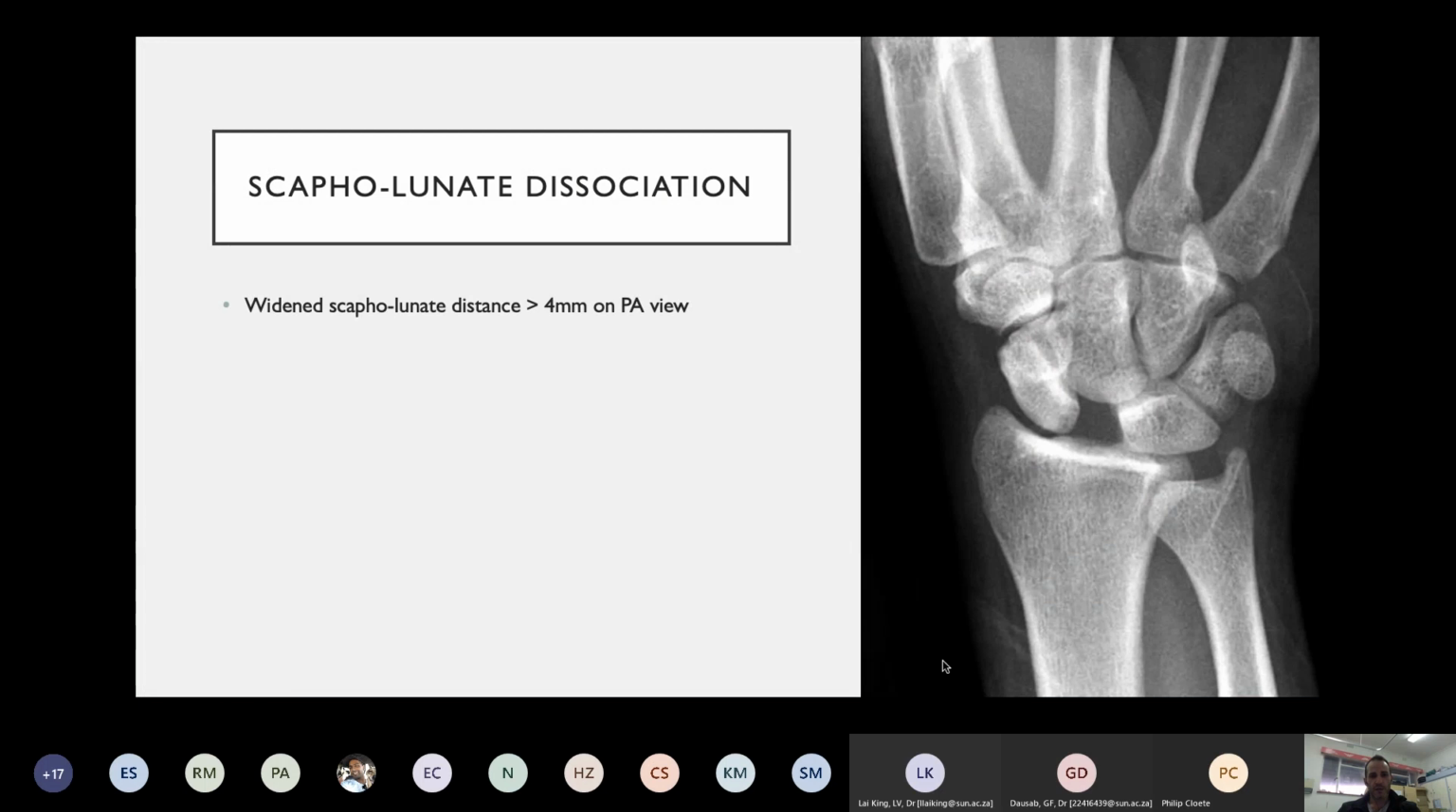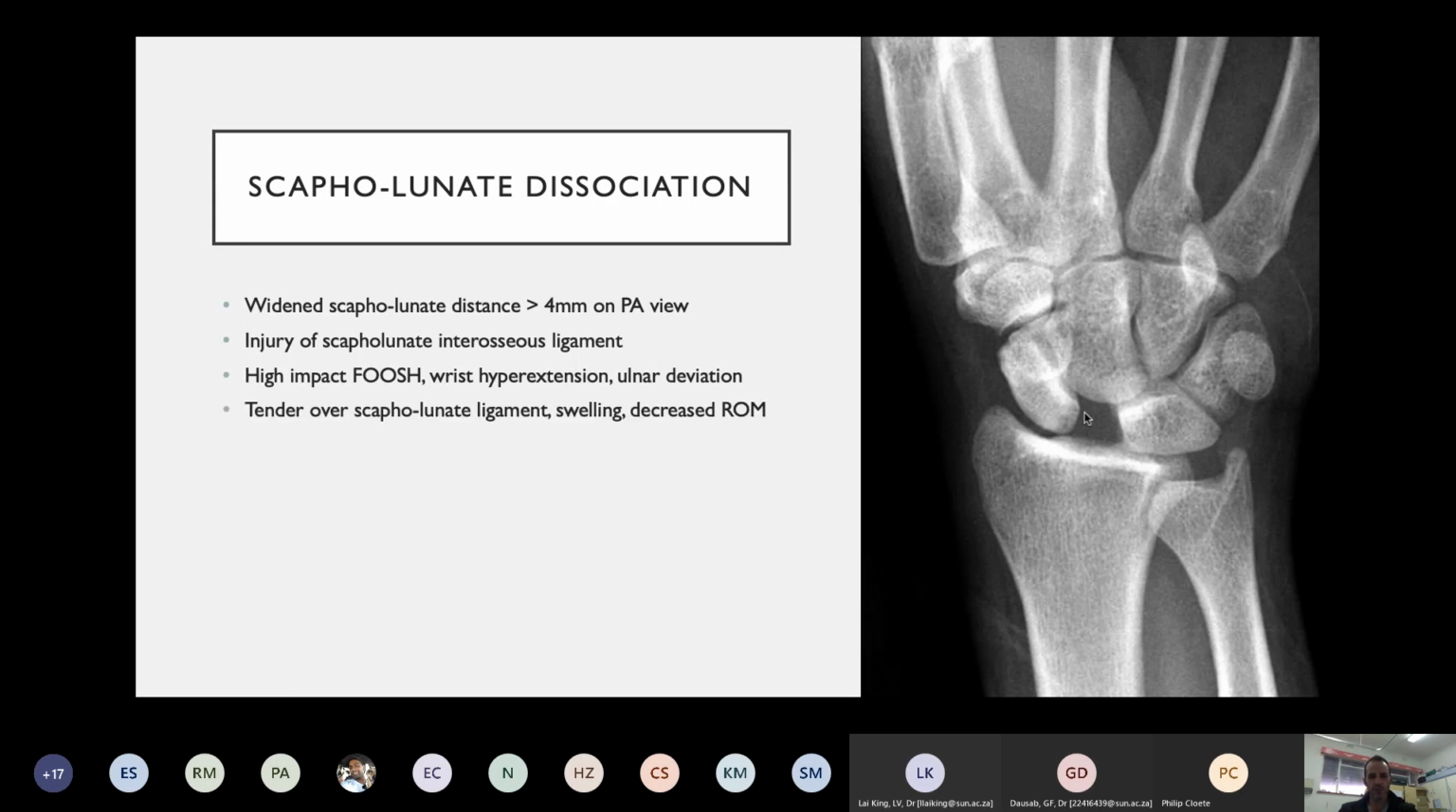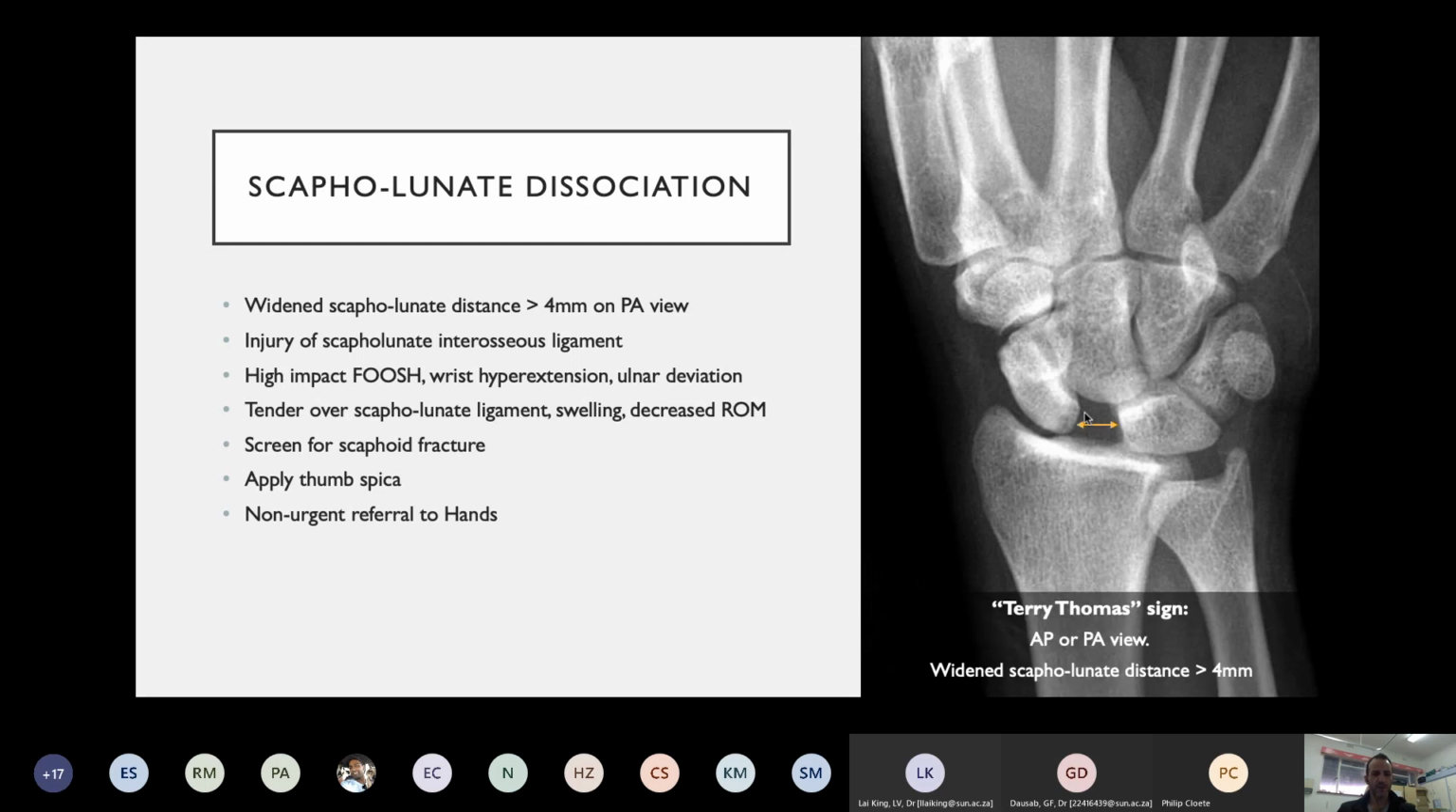So there is a widened joint space between the scaphoid and the lunate of more than 4 millimeters on the PA view. And that's due to an injury of the scapholunate interosseous ligament. It's usually a high impact fall on an outstretched hand with hyperextension and ulnar deviation. Patients have tenderness, swelling, decreased range of motion. You need to assess for a scaphoid injury as well, scaphoid fracture. And in these cases, apply a thumb spica, and they need a non-urgent referral to hands. So it's the Terry Thomas sign, which is seen on the AP or PA, and that's the widened scapholunate distance of more than 4 millimeters.